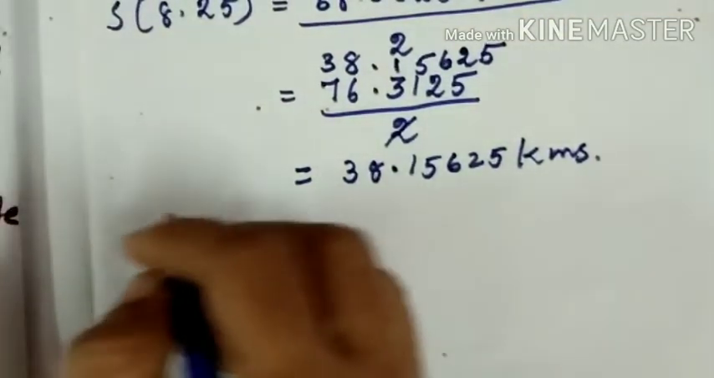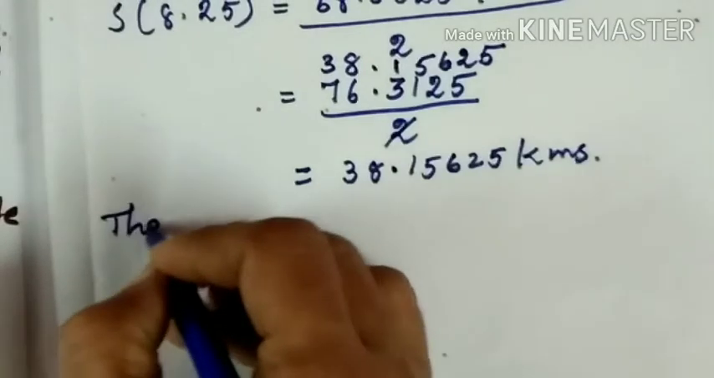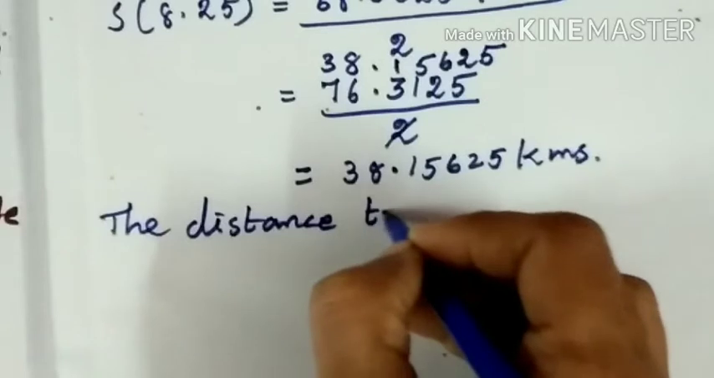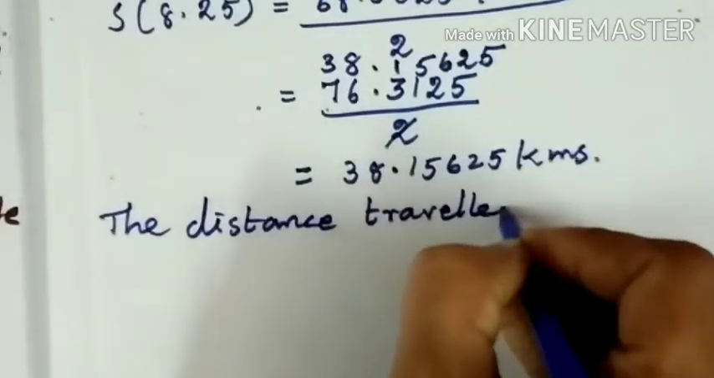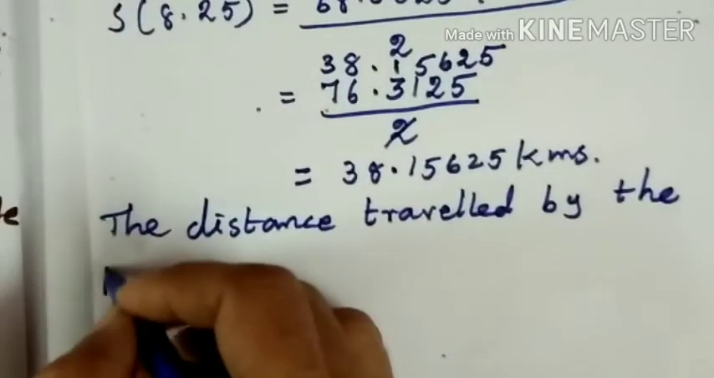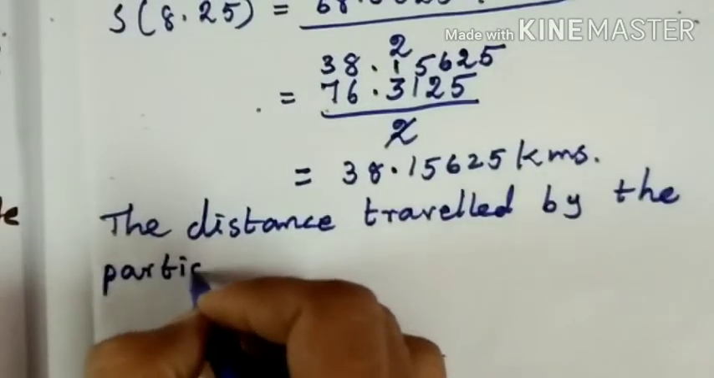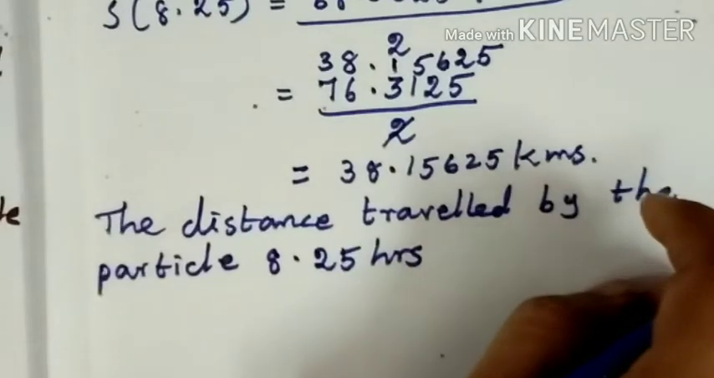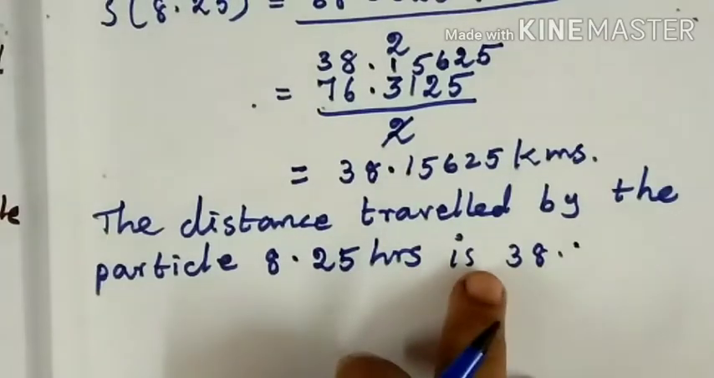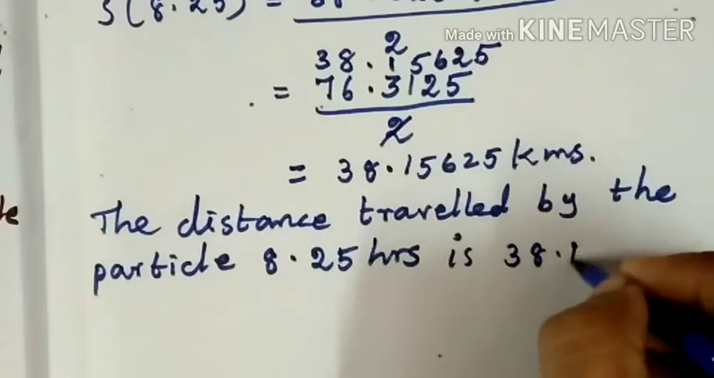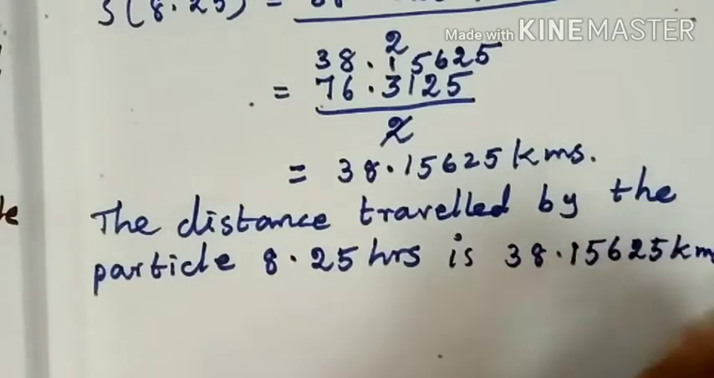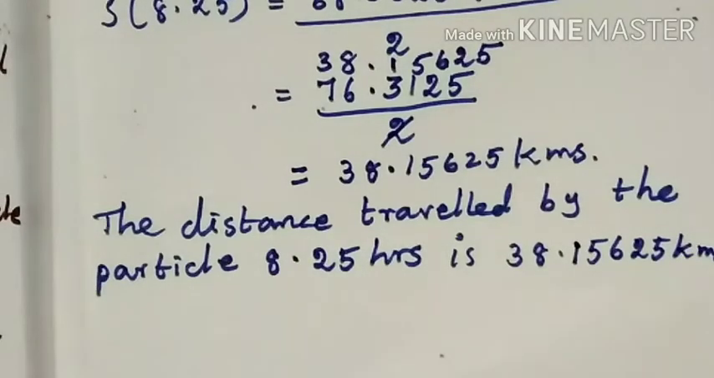That is, the distance travelled by the particle in 8.25 hours is 3 hours is 38.15625 kilometers. This is the answer for this example.